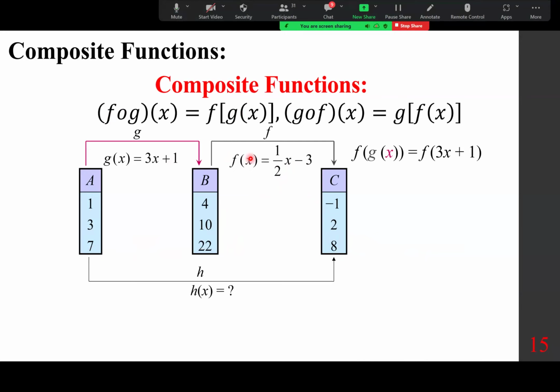So into the f function goes the g function. Replace the x with the g, which is 3x plus 1. So half of 3x plus 1. So this is 3 halves x, this is 1 half minus 3. So let me just quickly show you. So this is 3 halves x plus 1 half minus 3. And these two add up to negative 5 halves. Okay, so in case you can see that, that's the function, right? No middleman.